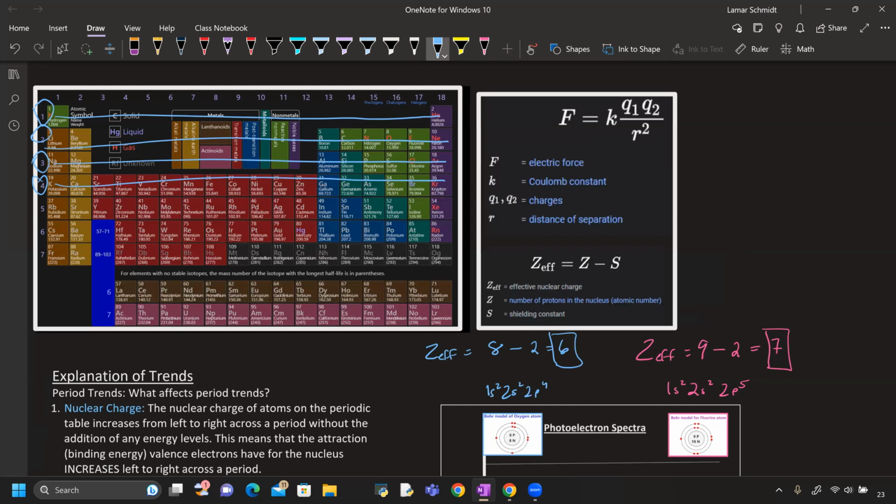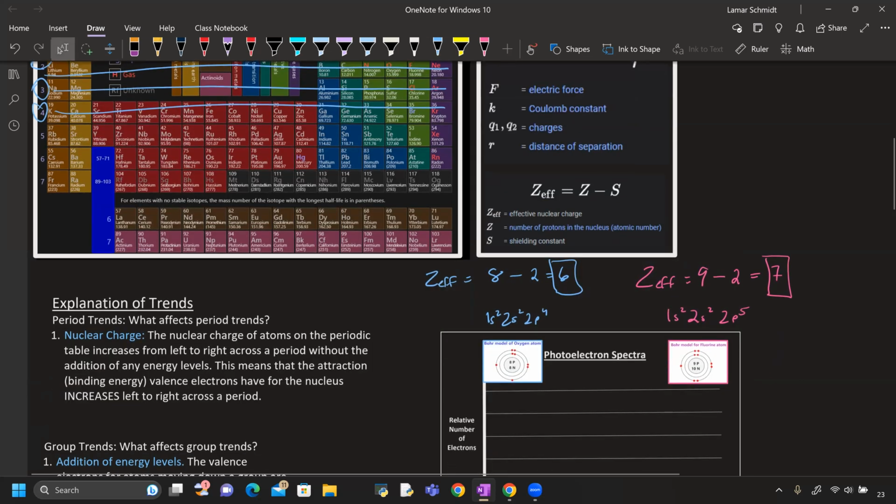So what affects period trends? What's going to cause factors to change so that we see a certain trend across a period? There's only one, and that is nuclear charge. The nuclear charge of atoms on the periodic table increases from left to right. And we talked about how to calculate the effective nuclear charge in a previous video.